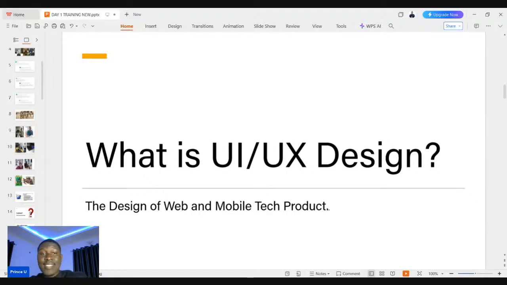I will explain this just the way we have architects design the plan of a building, right? Before engineers will erect it. UI UX designers are like the architect. Before your website or your mobile app is built, a designer is going to design what it looks like.